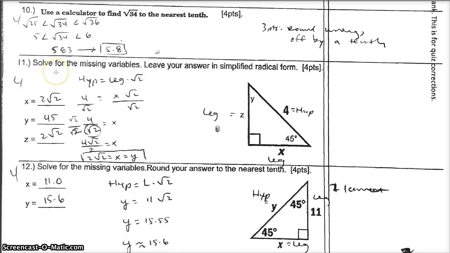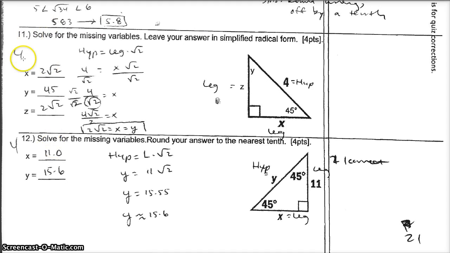Question number 10 is to use a calculator to find the square root of 34. So if you put that in your calculator, one way of making sure you get the correct answer is that here I have perfect squares, square root of 25 and square root of 36, which are 5 and 6. So my number has to be between 5 and 6. 34 is closer to 36, so my square root of 34 should be closer to 6. When you put it in your calculators, I only wrote the first two decimals, to the hundredths, 5.83. Because this number is not 5 or higher, I'm going to keep this number, so the answer is 5.8. If you rounded wrong and you're off by a tenth, I gave you 3 points instead of 4.